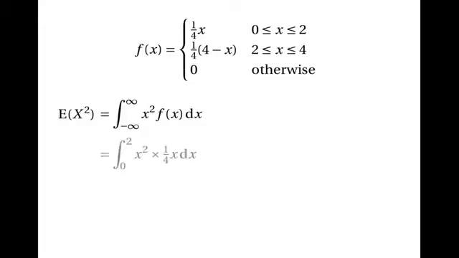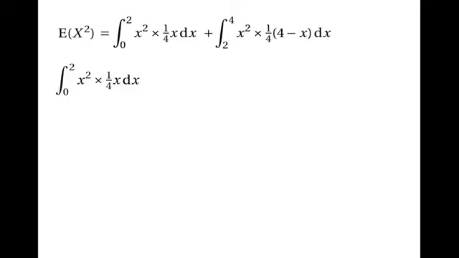Now to work that out, we'll have to integrate x squared times a quarter of x between 0 and 2, and then add the integral of x squared times a quarter of 4 minus x between 2 and 4. And this is because f of x is a piecewise defined function, with one definition for when x is between 0 and 2, and a separate definition for when x is between 2 and 4. Okay, so we have to evaluate these two integrals and add them up.